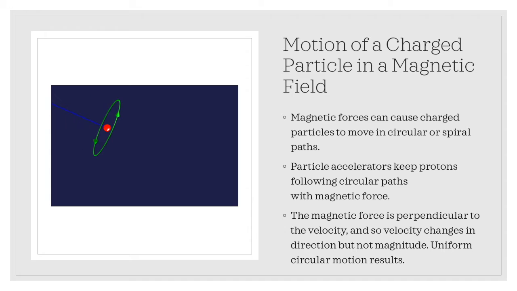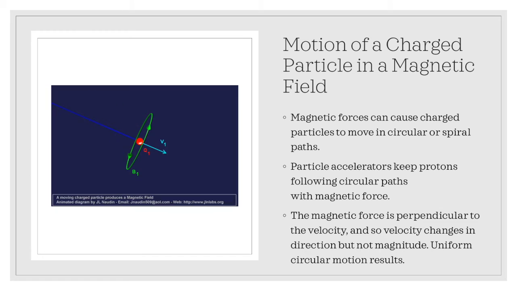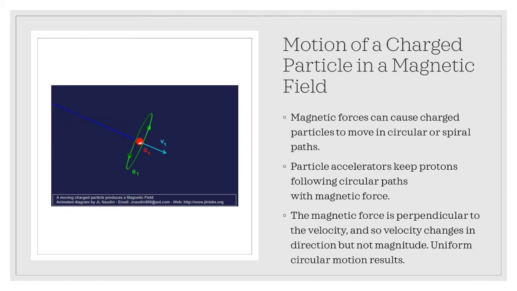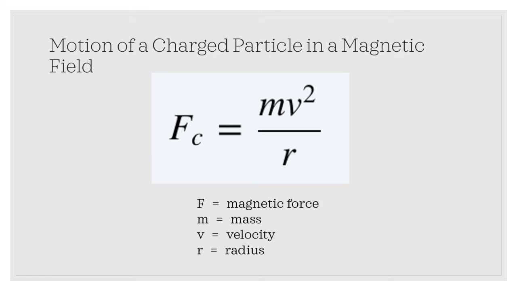Motion of a charged particle in a magnetic field. Magnetic forces can cause charged particles to move in a circular motion or spiral path. Particle accelerators keep protons following circular paths with magnetic force. The magnetic force is perpendicular to velocity, and so velocity changes in direction, but not magnitude. Uniform circular motion results. So the formula for the motion of a charged particle in a magnetic field is F, or magnetic force, equal to the mass times squared velocity of the charged particle divided by the radius.